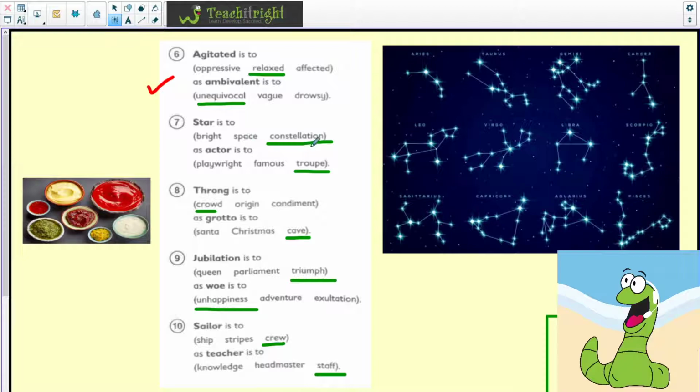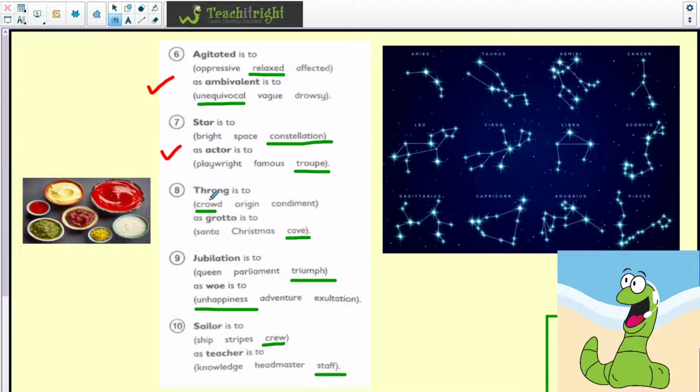Star is to constellation. I've got some constellations there. These are all the star signs. I thought it might be quite nice to have a look at that. So star is to constellation, as actor is to troupe, because a star makes up a constellation and an actor makes up a group of actors, a troupe. So well done if you got that one.